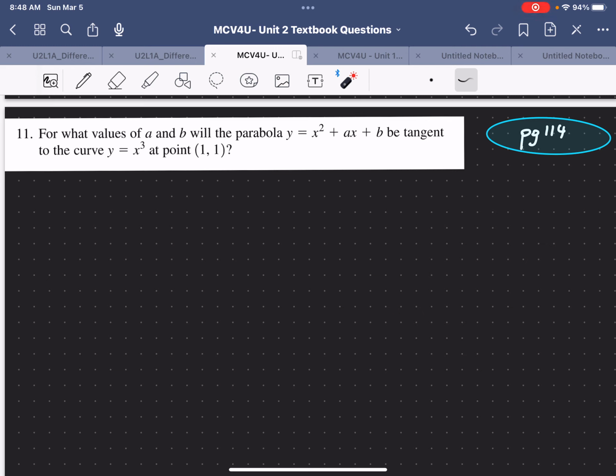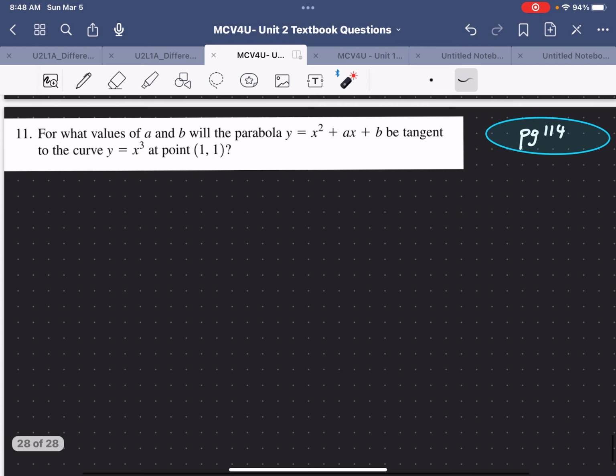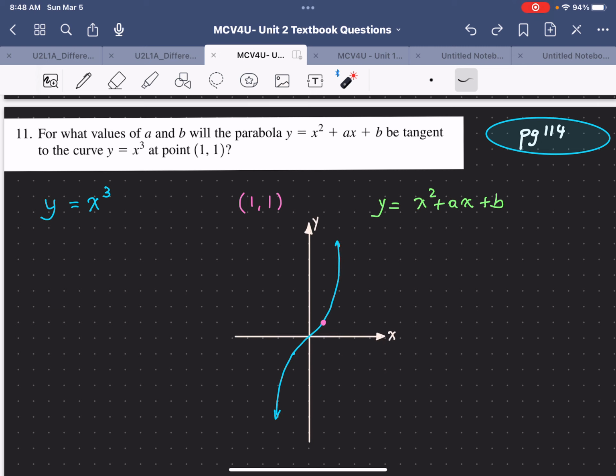So let's start off by writing the equation of the cubic function y equals x to the power of 3. And we are told that we're drawing some tangent line in here at (1, 1). And we want this point, where we draw the tangent, to be tangent to the parabola y equals x squared plus ax plus b. So let's try to picture this situation a little bit better.